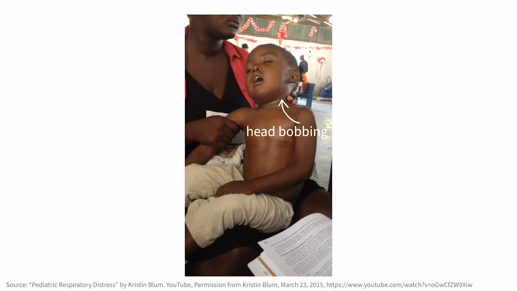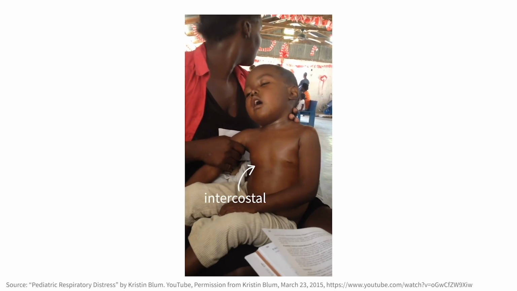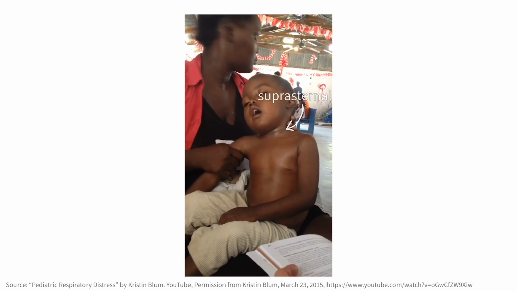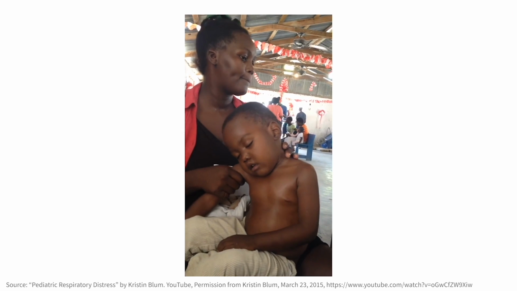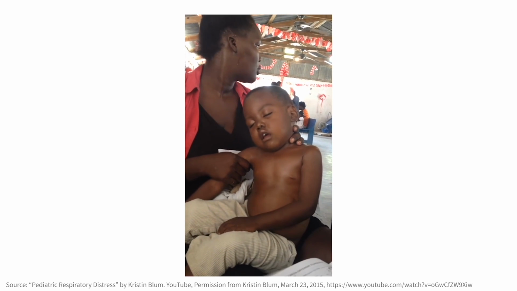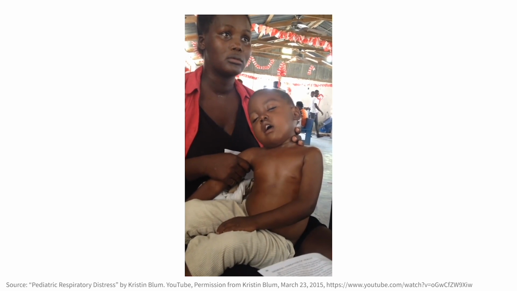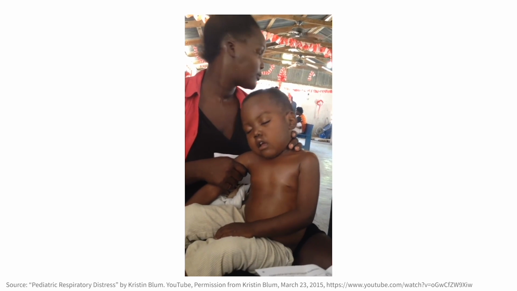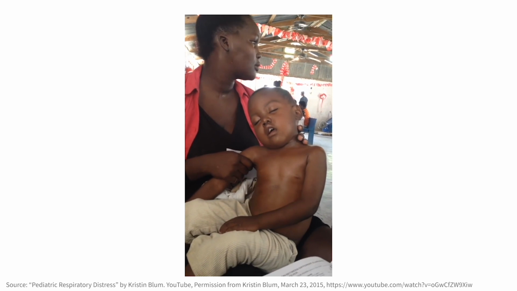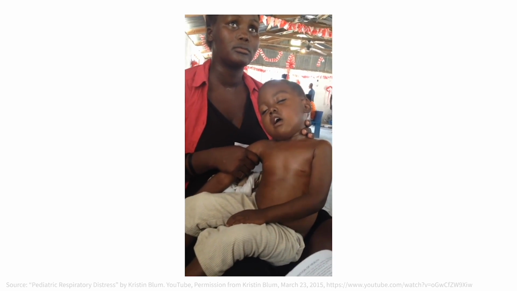This child is in severe respiratory distress because you can see subcostal, intercostal, and suprasternal retractions, nasal flaring, and head bobbing. Notice that the mental status of this child is lethargic. A child with severe respiratory distress and lethargic mental status is worrisome and is at risk of respiratory failure. This deserves the highest priority and attention.